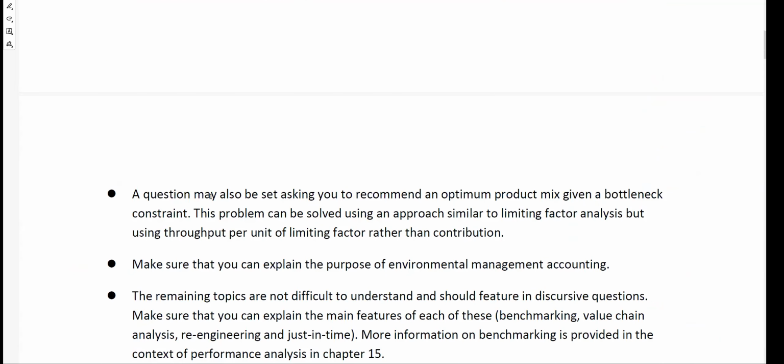Now, a question may also be asked, asking you to recommend an optimum production mix. And this is a full question which will normally come between 15 to 20 marks, right? It can come even as 10 marks. Your duty as a student is to be able to do this.